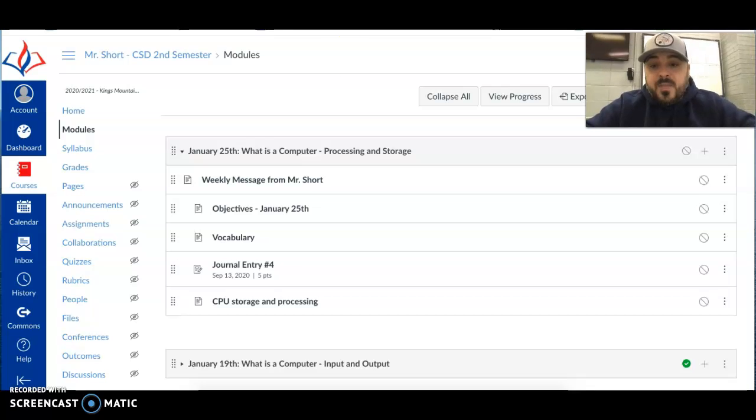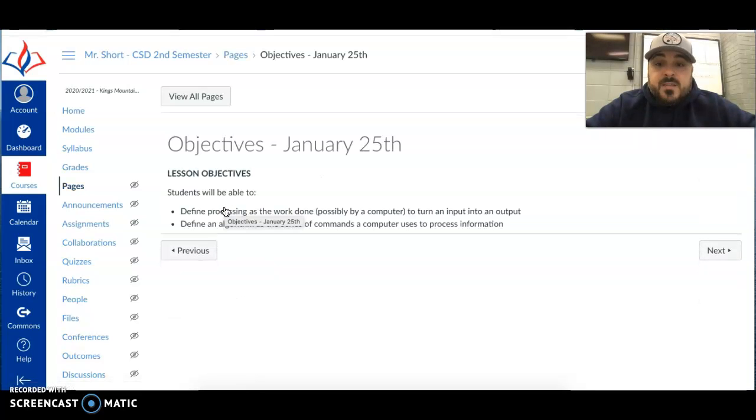All right, so let's take a look at this week. The message you're listening to right now is going to be in the weekly message from Mr. Short. Then we're going to look at the objectives for this week. Students will be able to define processing as the work done, possibly by computer, to turn an input into an output. Think about that.